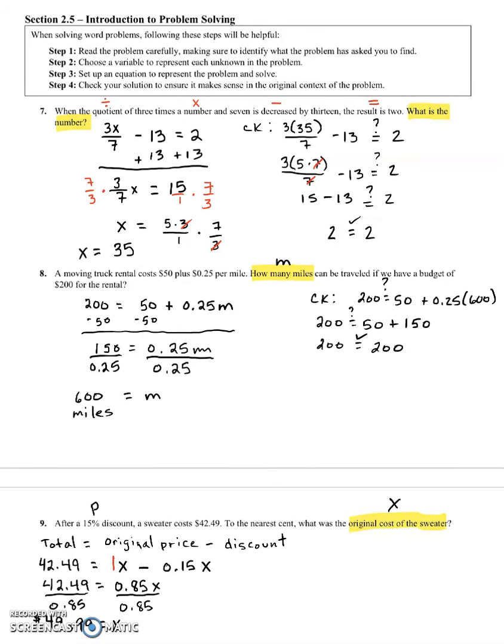Well, that wraps up section 2.5. So next we will talk about section 2.6, which is problem solving in geometry.